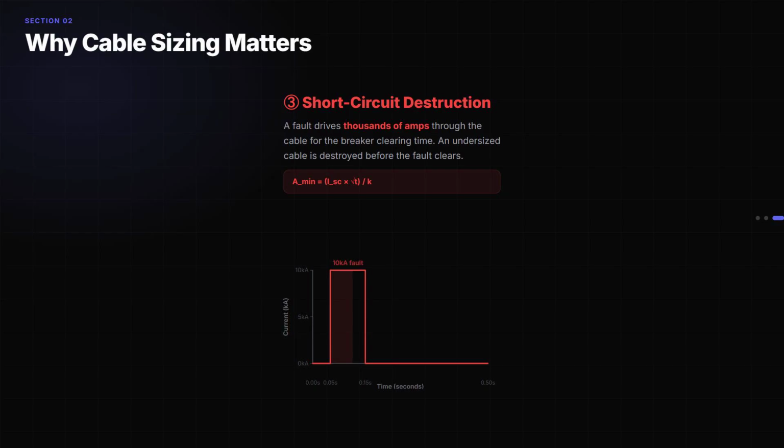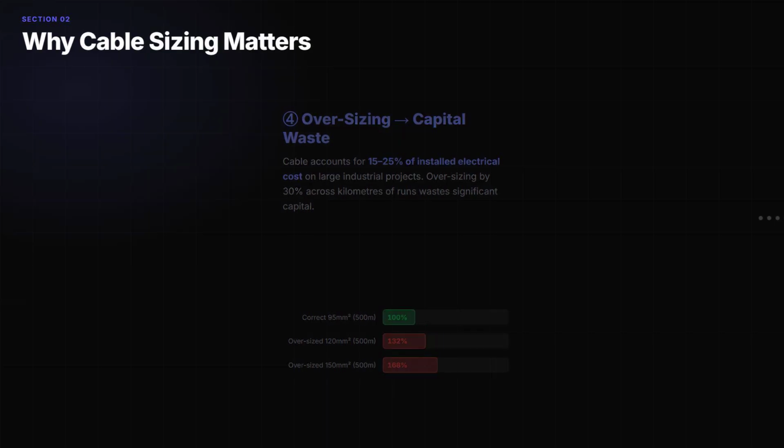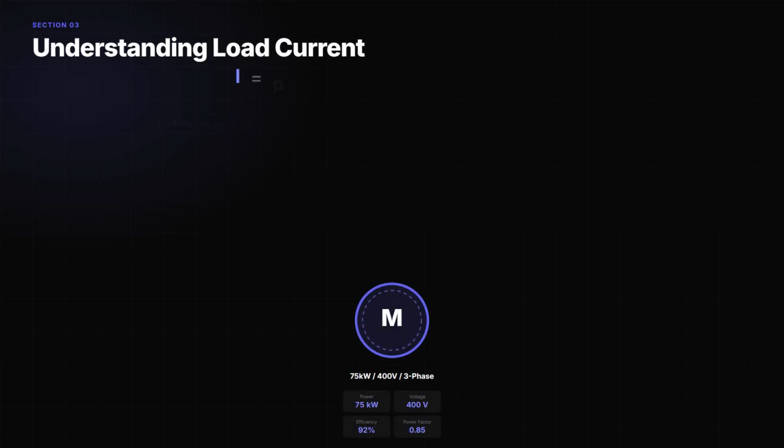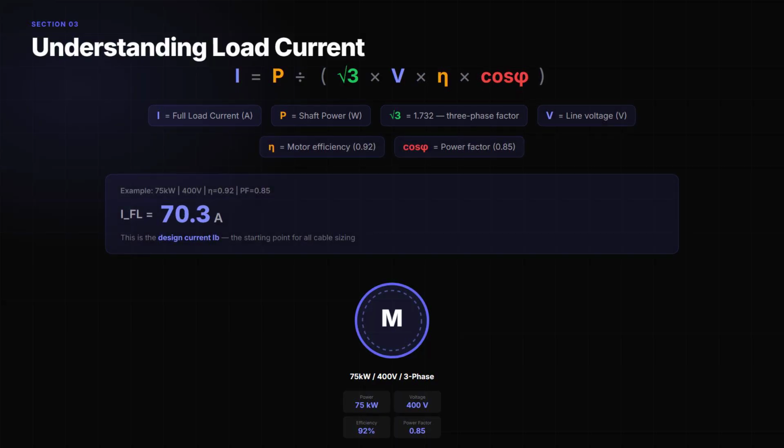Third, short circuit failure. During a fault, the cable must absorb enormous thermal energy for the time it takes the protection device to clear the fault. If the cable is undersized for this duty, it is destroyed before the circuit is interrupted. And fourth, from the project cost side, oversizing cables. Before selecting any cable, you need the design current, the current the cable will actually carry under maximum operating conditions.